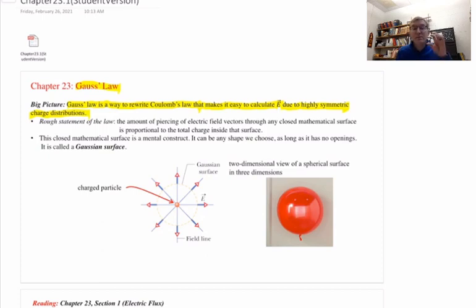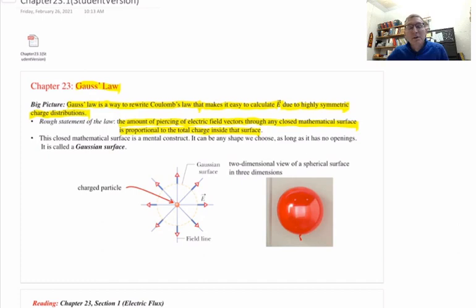But I haven't even said anything in words of what Gauss's law says. Here's my first rough statement of it, just a kind of loose language way of saying it. Gauss's law: the amount of piercing of electric field vectors through any closed mathematical surface is proportional to the total charge inside that surface.